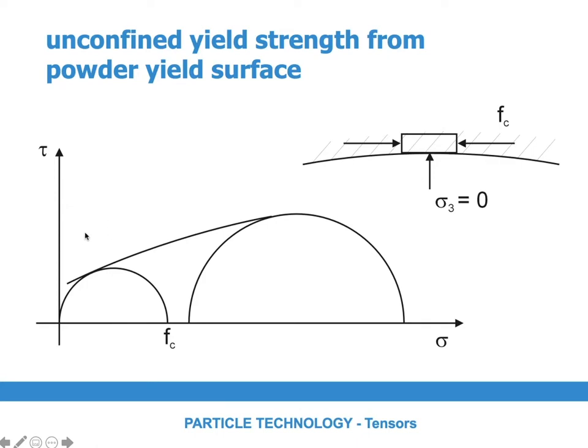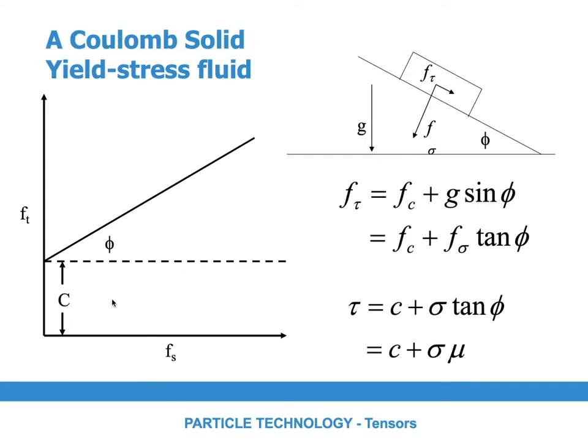So if your shear stress is larger than the yield surface, the material will flow. If your shear stress is smaller, inside the circle, then it will not flow. Okay, and this picture, the shear stress to normal stress picture, is very much like friction.